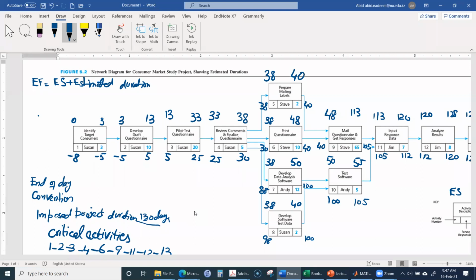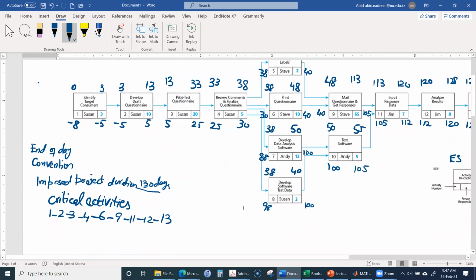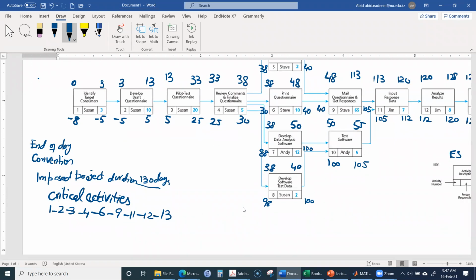Okay, so now there is a concept of slack, or the float. The critical activities are the activities with the least total slack or least total float. Slack or float are the same thing. So what is the slack?